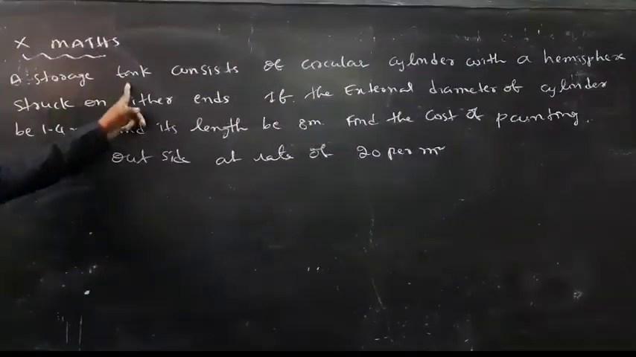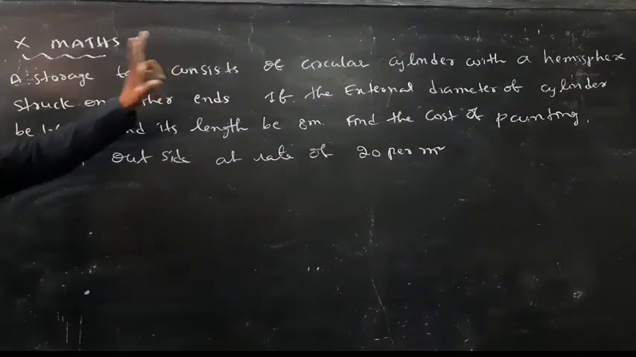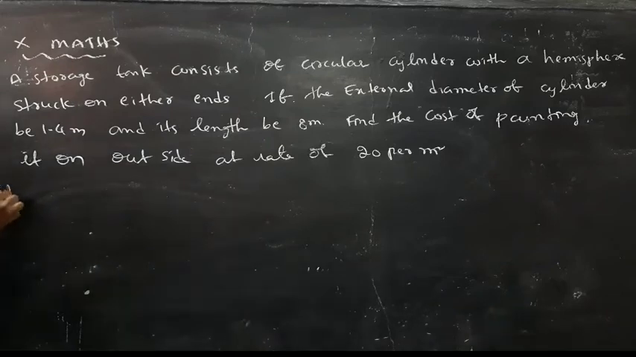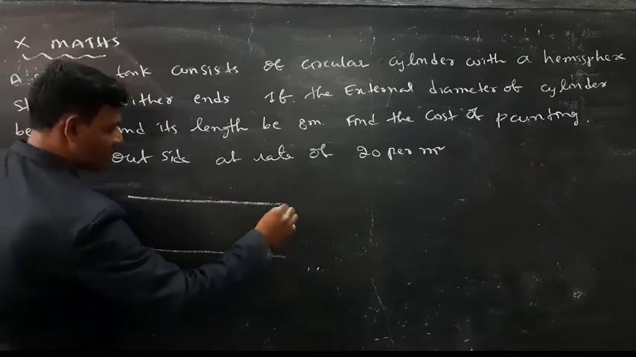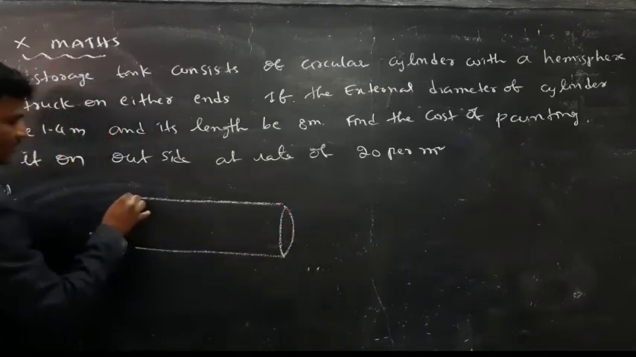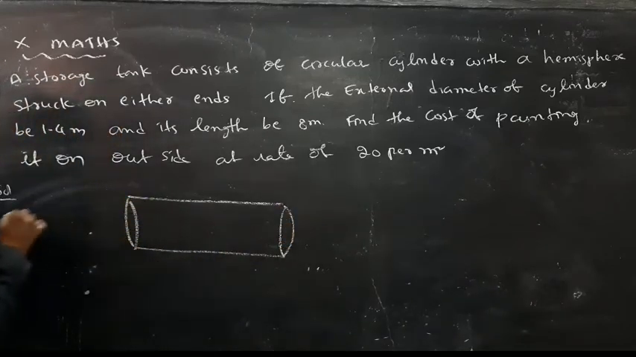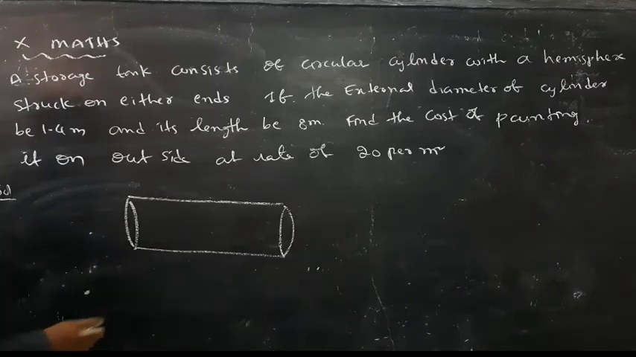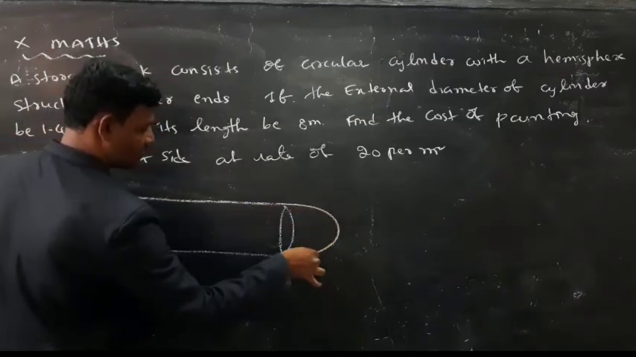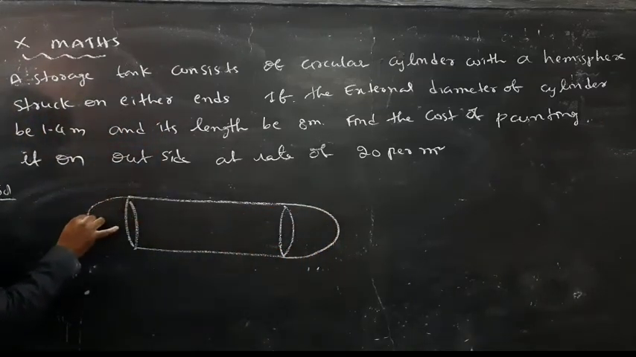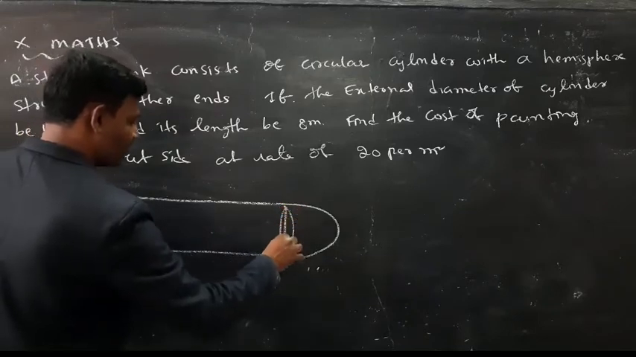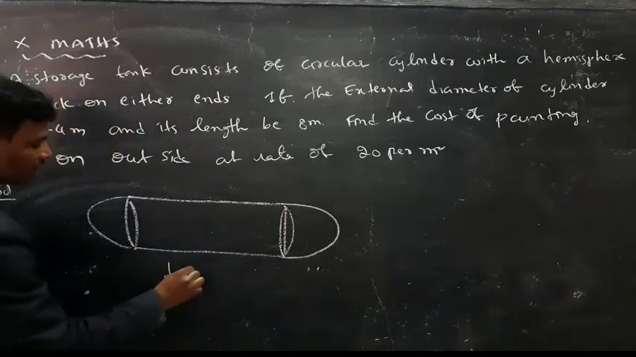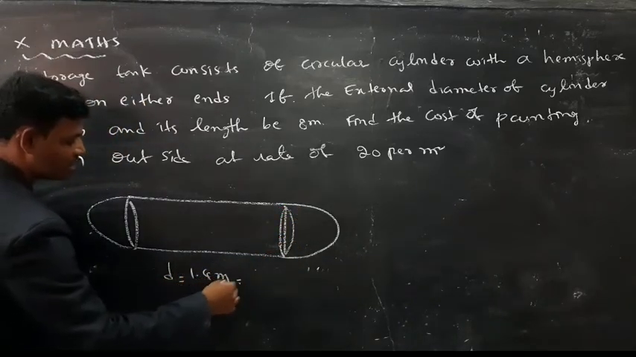A storage tank consists of a circular cylinder. Here there is one tanker. It consists of one circular cylinder with a hemisphere stuck to it at two ends. So two ends, two hemispheres are there. If the external diameter of the cylinder is 1.4, so what is the diameter? D is equal to 1.4 meters.